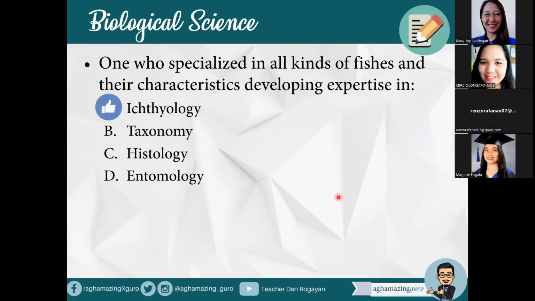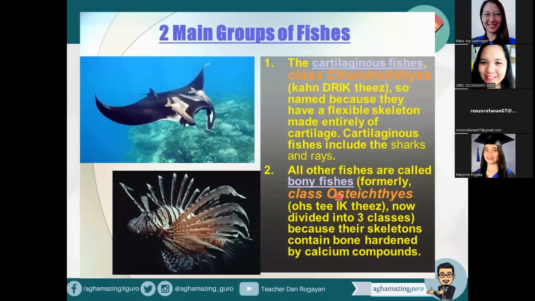May iniisip ako na itanong eh. Pero sige, you have histology, entomology, okay. Sige. So there are two main groups, di ba, of fishes. So you have your chondrichthyes and the osteichthyes. So cartilaginous, chondrichthyes, cartilaginous. Then bone, osteichthyes, osteo, bony. So tatandaan na mga terms natin. So they are named because they have a flexible skeleton made entirely of cartilage, and cartilaginous fishes include the sharks and rays. So it's sharks and rays, cartilaginous, chondrichthyes. While all other fishes formerly called osteichthyes, no, now divided into three classes because their skeleton contain bone hardened by calcium compound. So chondrichthyes and osteichthyes.